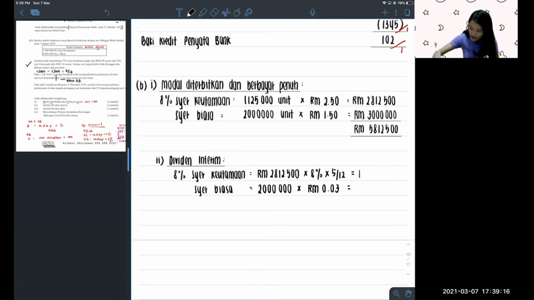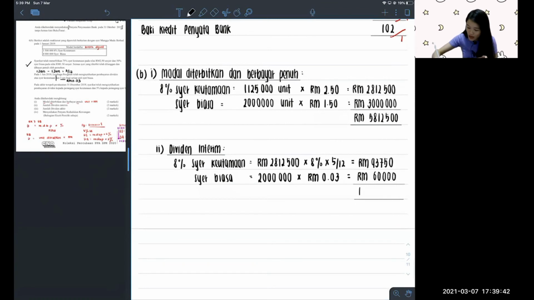Okay, so you can find what is the dividend interim for share keutamaan. Answer is RM 93,750. And for share biasa, 2 million unit times 3 cent is RM 60,000. Okay, so jumlahkan. Our jumlah dividend interim is equals to RM 153,750. Okay, so that's it for dividend interim, just like that.